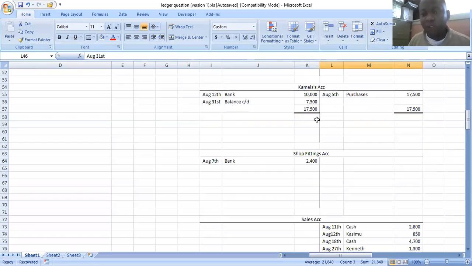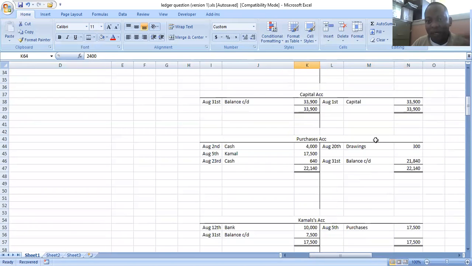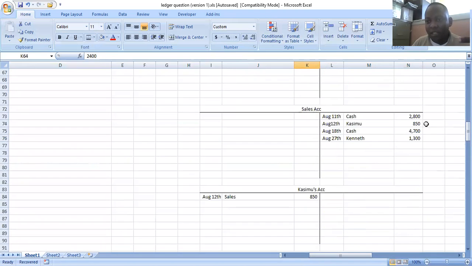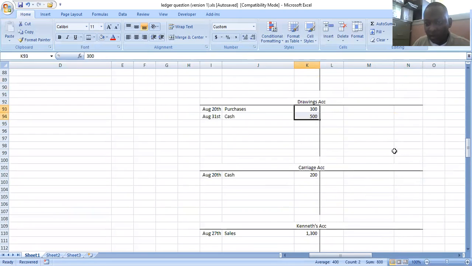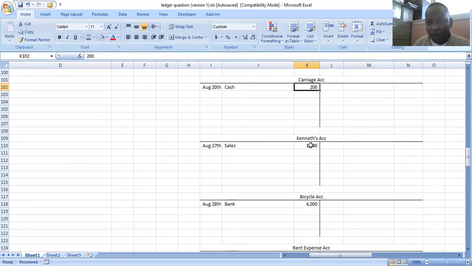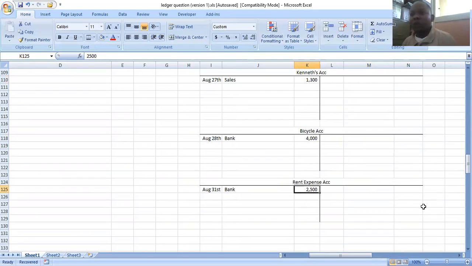So shop fittings, the balance will be 2,400. Please, for the sake of time, I will leave that for you to complete. For the sales account, the balance is 9,650. For Kamal's account, the balance will be 850. For drawings, the balance will be 800. For carriage, it will be 200. Kenneth, it's 1,300. 4,000 and 2,500. So I'm hoping that you've gotten the concept of balancing of accounts. Please, in your own free time, go and get the balances of the other accounts that are left.